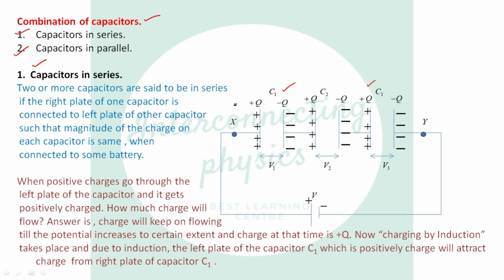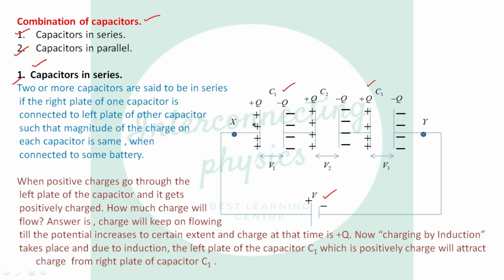So I repeat again, two or more capacitors are said to be in series if the right plate of one capacitor is connected to the left plate of the other capacitor, such that the magnitude of charge through each capacitor is the same when they are connected to some battery. So let's understand the concept, what is going to happen here.